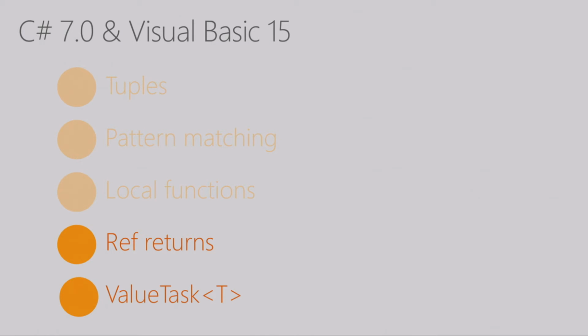And so what ref returns do is basically allow for the full composition of ref values. You used to be able to have them as parameters, and now you can actually return them. So it's completing that. And then ValueTask of T is basically allowing you, if you're only awaiting some of the time, to get a performance win by using ValueTask over Task.